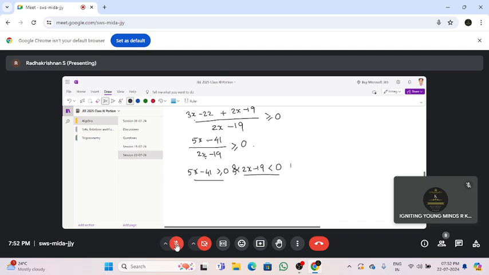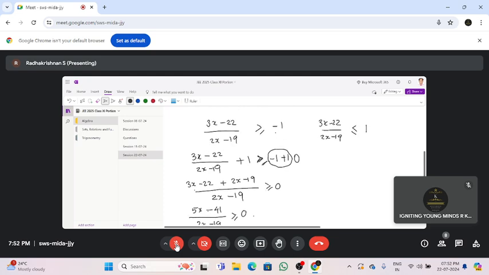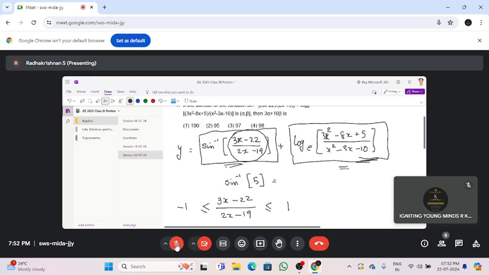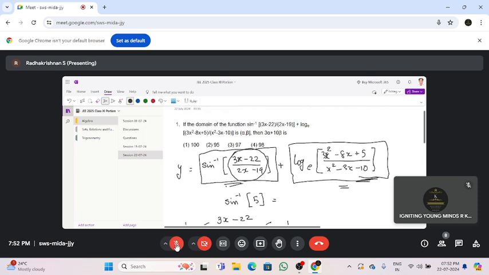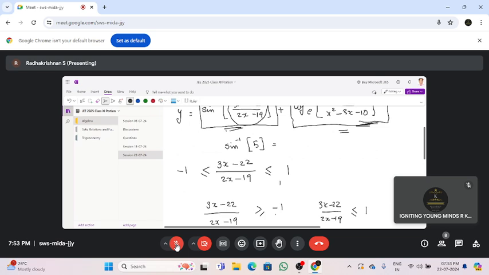Now, Geeta and others who joined later, this is the problem that we are working on today. We started with this problem. Y equal to sine inverse of 3x minus 22 by 2x minus 19 plus log of this expression. So find the domain of this function. That means for what value of x this function is defined. So first we take the first component, sine inverse of 3x minus 22 by 2x minus 19. We know that sine inverse is defined only for minus 1 to plus 1. So whatever is inside sine inverse should be between minus 1 and plus 1. That is what I have written.